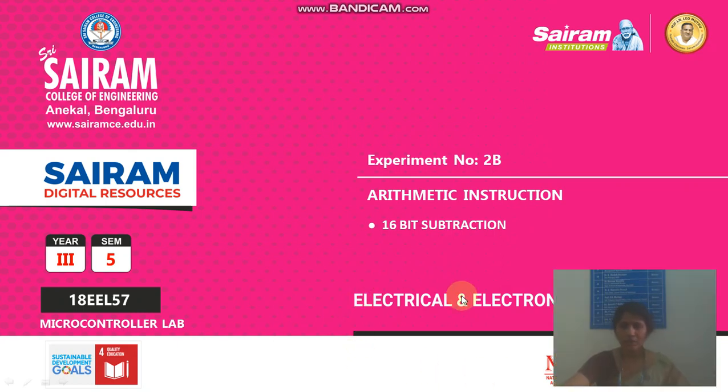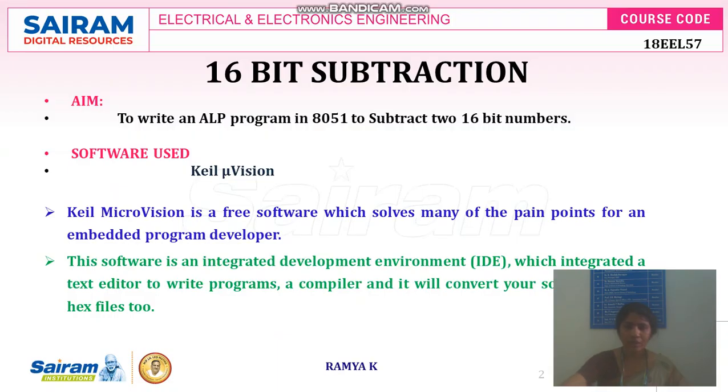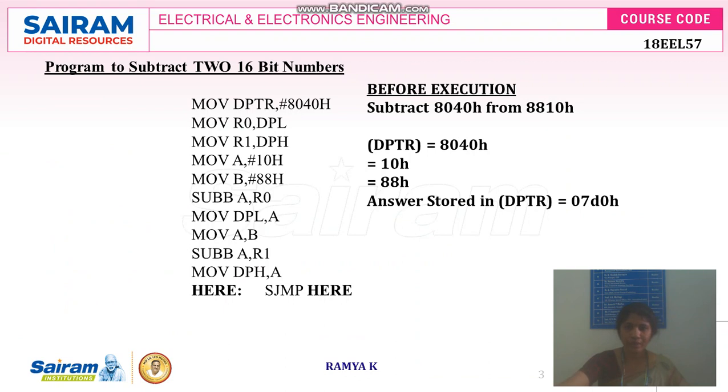Good morning students. In today's session we are going to see the second half of your arithmetic instruction, that is 16-bit subtraction. In this you are going to subtract two 16-bit numbers. The two 16-bit numbers we are going to subtract are: you are going to subtract 8040 from 8810.